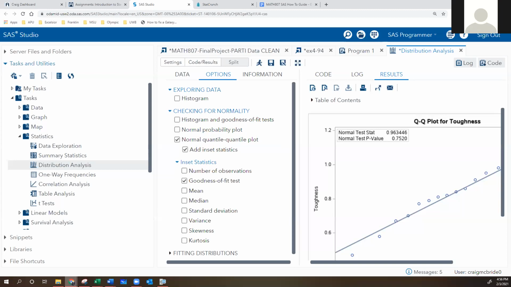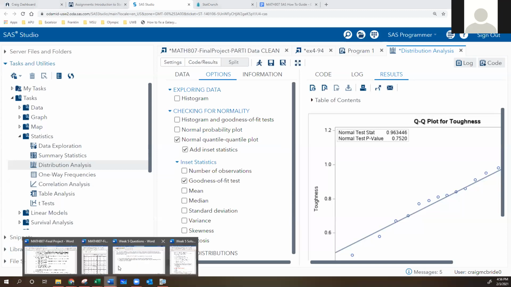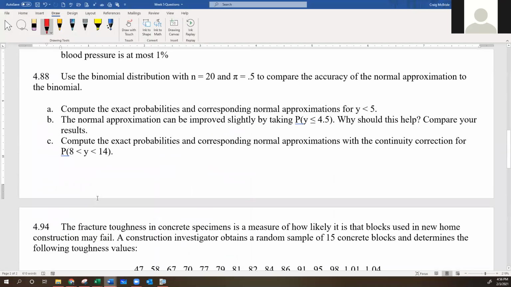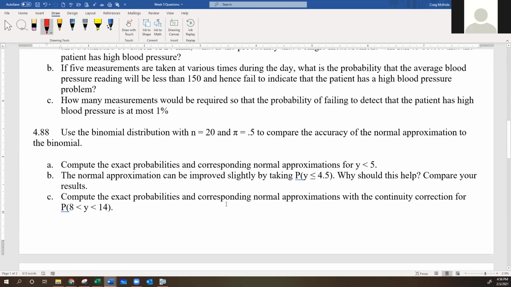Well, since no one else has a question, can I ask another one? Sure. Can we look at 88C? Repeat the exact probabilities and corresponding normal approximations with continuity correction for this.